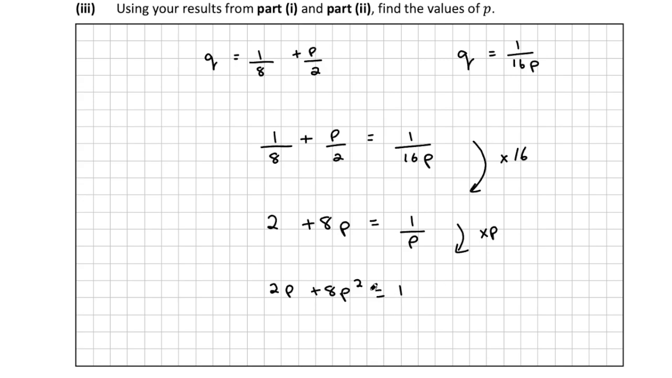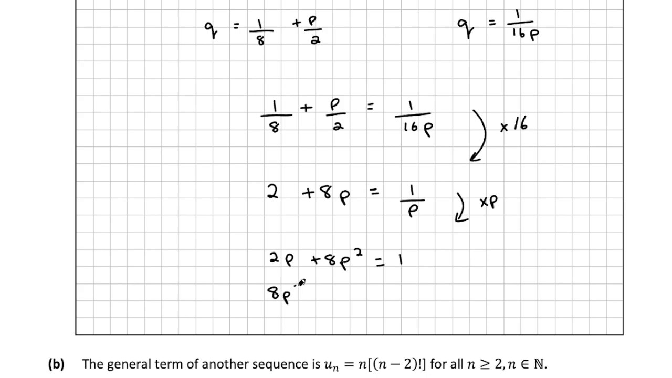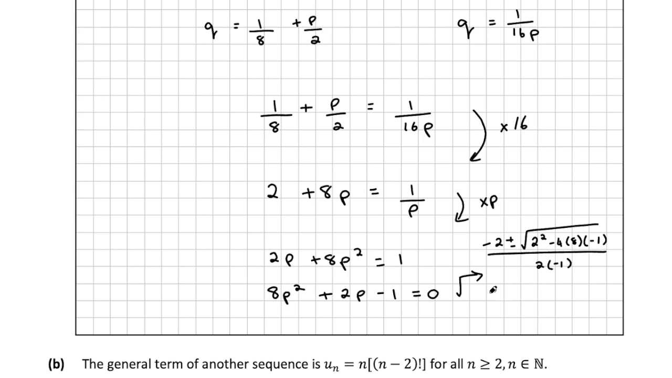I'm now going to bring everything to one side because that's a quadratic. So I'm going to have 8P squared plus 2P minus 1 is equal to 0. And then I'm going to solve this. It's not going to factorize nicely, I don't believe. So I'm going to use the minus b formula to do that. So we're going to have minus 2 plus or minus the square root of 2 squared minus 4 by 8 by minus 1, all over 2 by 8. Tidying this up, I'm going to have minus 2 plus or minus the square root of 4, and then 4 by 8, which is going to give me 32. By minus 1 is going to give me plus 32.